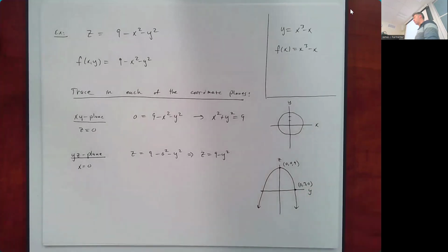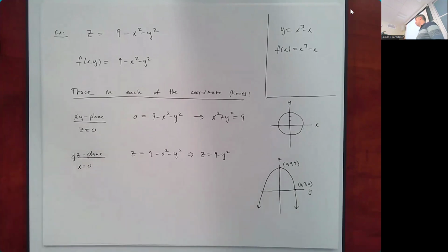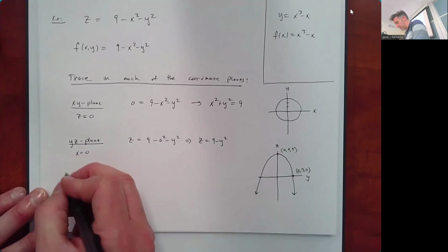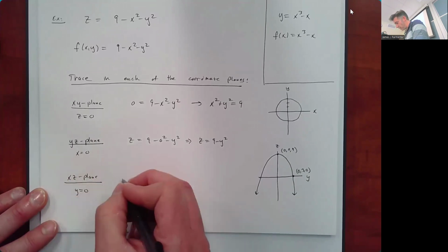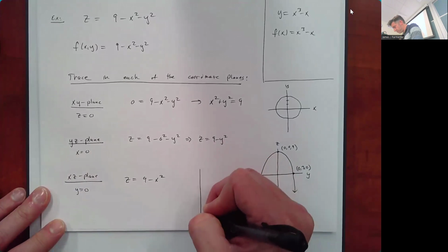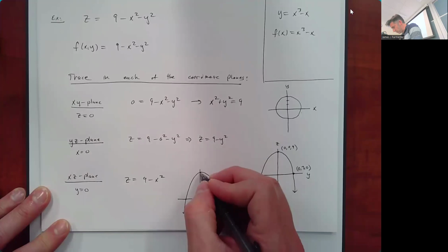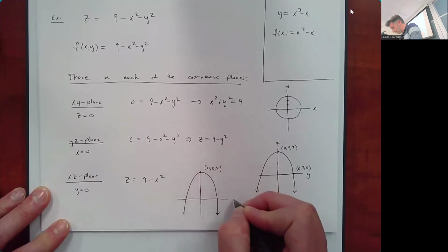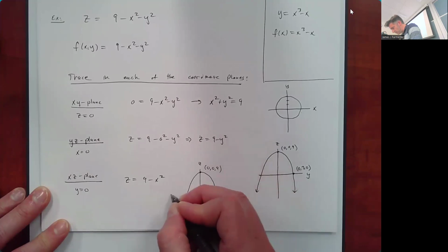You'll notice my labeling, though, I'm still including the x coordinate of 0. And then finally, often the thing that's happening in the YZ plane is also happening in the XZ plane. And we see that if we draw the trace in the XZ plane, we're going to get pretty much the same graph. Set y equal to 0, we get z equal to 9 minus x squared, and that's going to have the same trace. So this point is still 0, 0, 9. This is x, this is z. This point is 3, 0, 0. This point is negative 3, 0, 0.